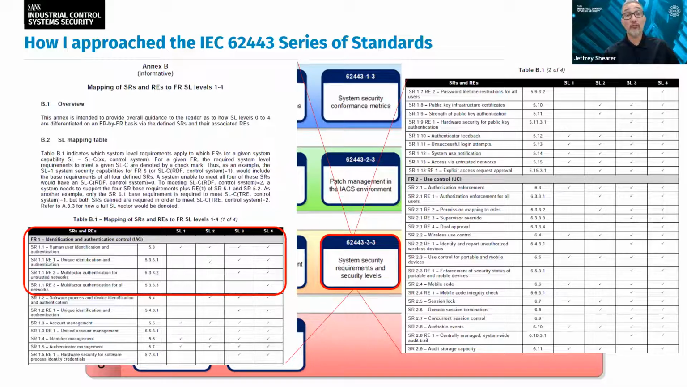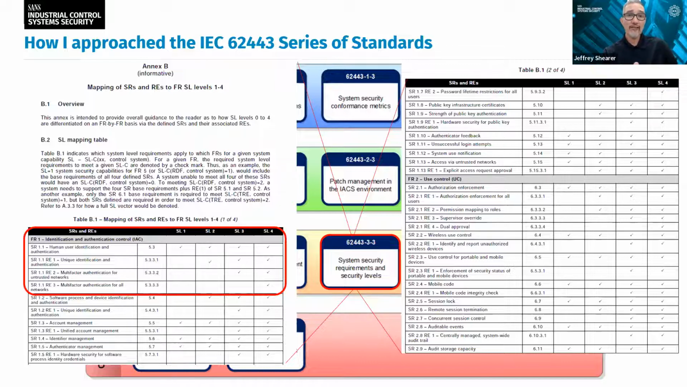If I wanted to move to security level 2, I would have to have a unique identification and authentication. If I wanted to move to security level 3, I would have to do multi-factor authentication for untrusted networks. And then security level 4, I would have to do multi-factor authentication for all the networks.